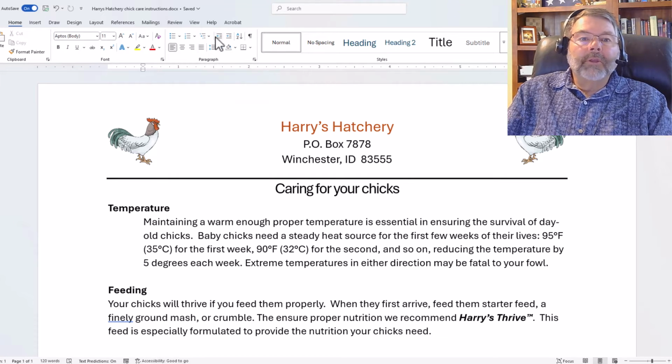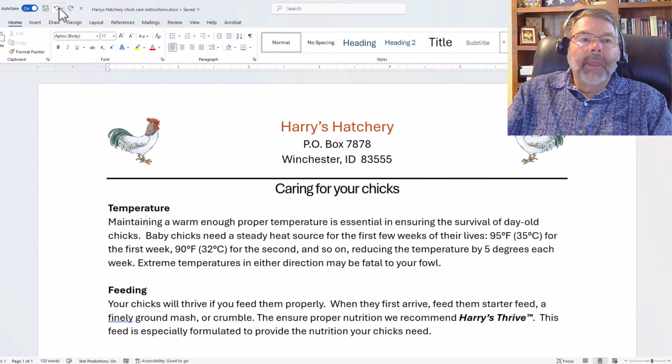So what we can do to fix that is make that a non-breaking hyphen, so that when margins change or when we indent, if that's a non-breaking hyphen, that means, okay, don't break the word at the hyphen as it just did. Keep the hyphenated word together. So I'm going to show you how to do that first, and then we'll work on the non-breaking space here for the Harry's Thrive that we want to keep together.